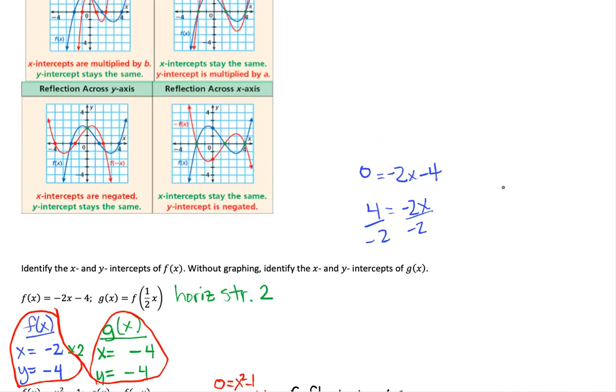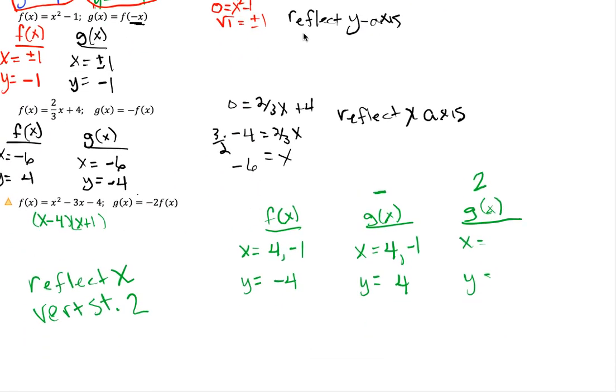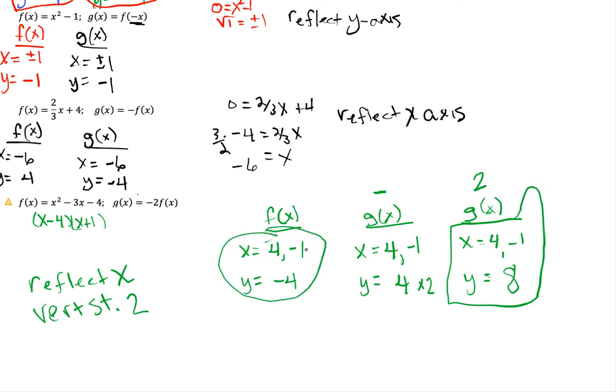And now this one, I'm going to take this stuff and vertically stretch by 2. So to vertically stretch by 2, your x-intercepts will stay the same, but your y will be multiplied by that factor. So again, my x-intercepts are going to stay the same, 4 and negative 1, and my y-intercept has to be multiplied by 2, so I have 8. This would be my answer for my g of x, and this is my intercepts for my f of x. Okay, let me know as you have questions.